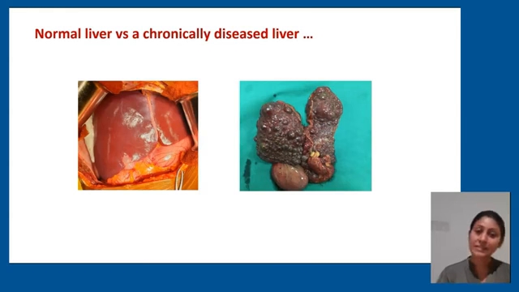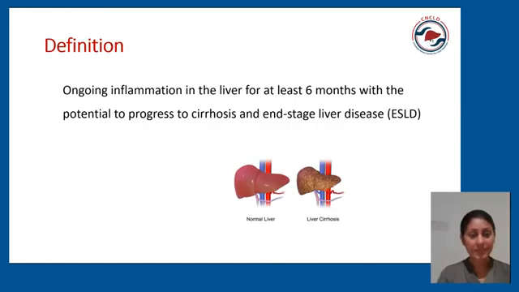On your right side, it's one of the children's livers, one of the explants, who had chronic liver disease, cirrhosis, and who underwent liver transplant. So I think the difference between a normal liver and a chronically diseased liver is very clear. Having that in mind, let's see the definition of chronic liver disease.